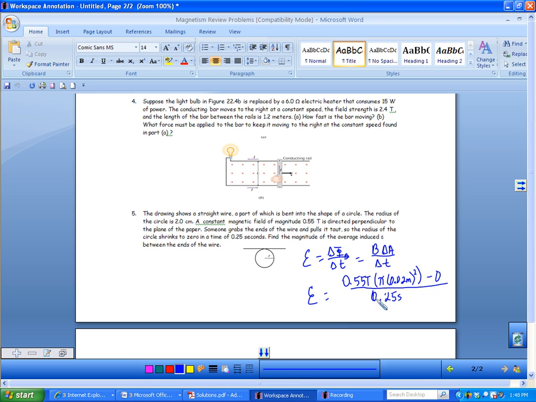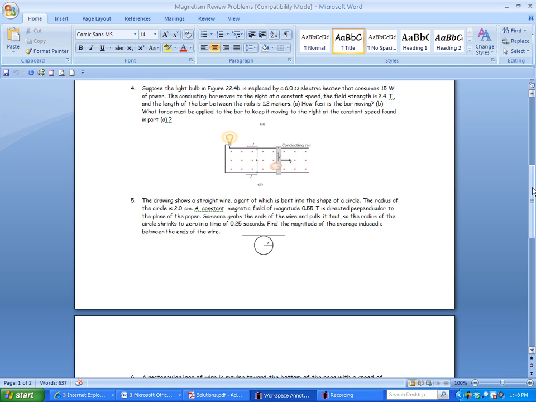And so I had to multiply pi times 0.02 squared, and then multiply that by 0.55, and divide by 0.25, or multiply by 4. It doesn't really matter. And when I did that, I got the EMF to be 2.76 times 10 to the negative 3 volts. So there's number 5. All right, let's scoot on down to number 6.